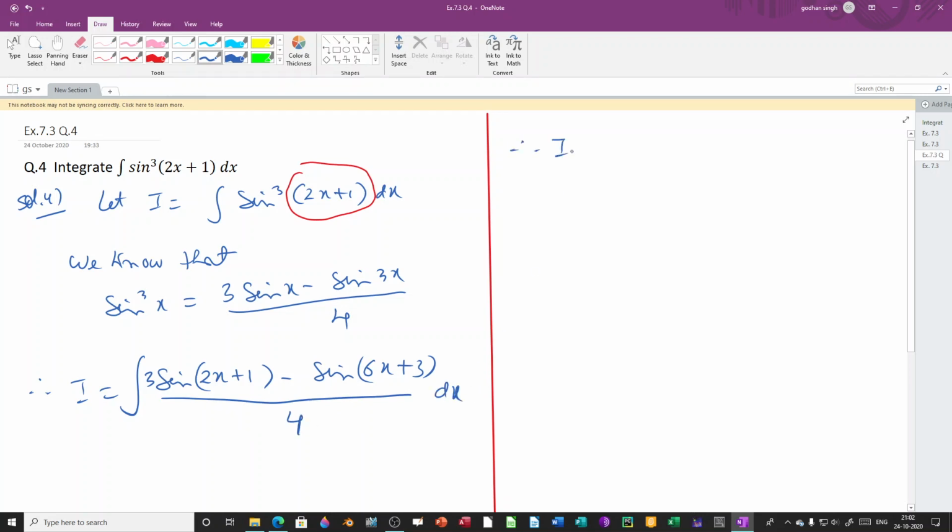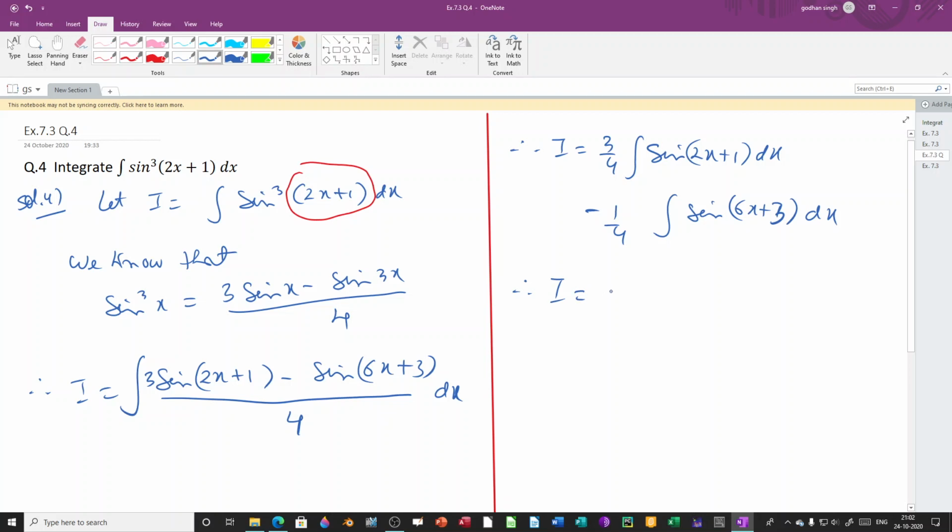So therefore I will be equal to 3 by 4, which is constant, so we can take it out, and the remaining will be integration of sin(2x plus 1) dx minus 1 by 4 integration of sin(6x plus 3) dx.